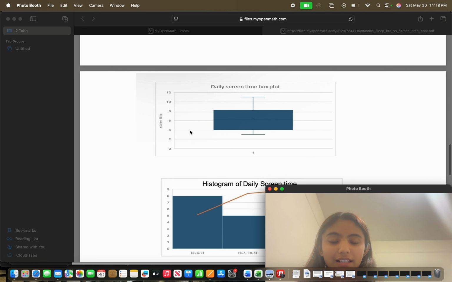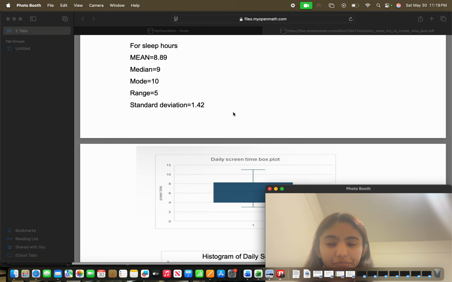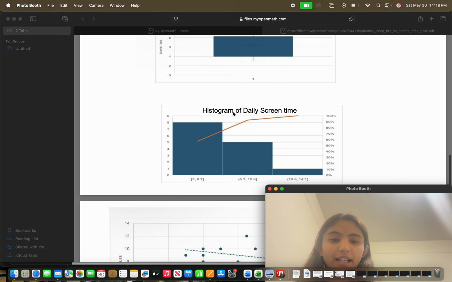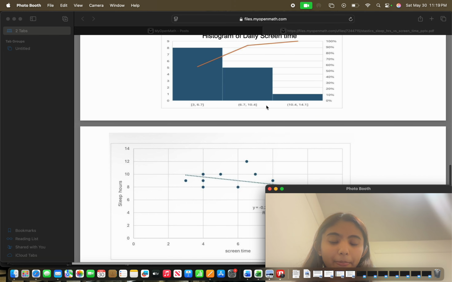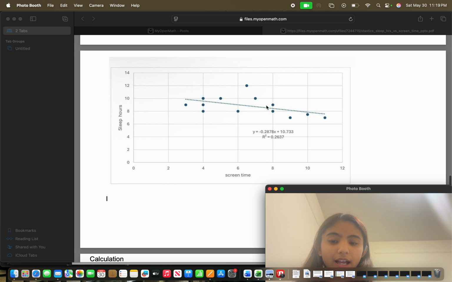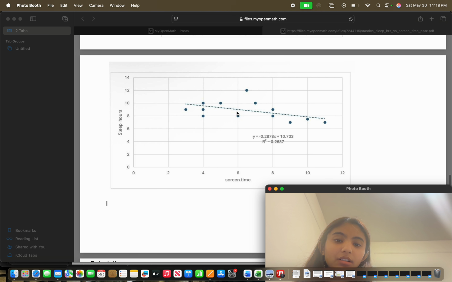This is how I plotted my box plot for the screen time, and this is the histogram of my daily screen time. And this is how I calculated my r square value and the equation.